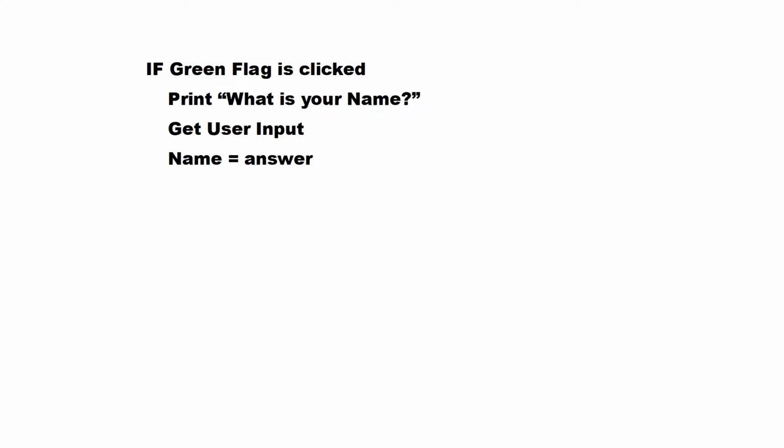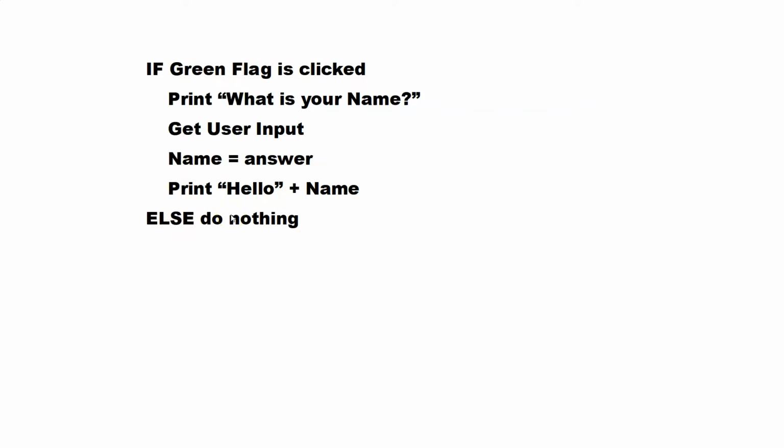So let's continue on through our example. So if the green flag is clicked, we want to print out what is your name. Then we want to get the user input. We're going to store that in a variable called name. Then we're going to print out the word hello and then add to it name. And then in this case, if that green flag isn't clicked, the system will do nothing.